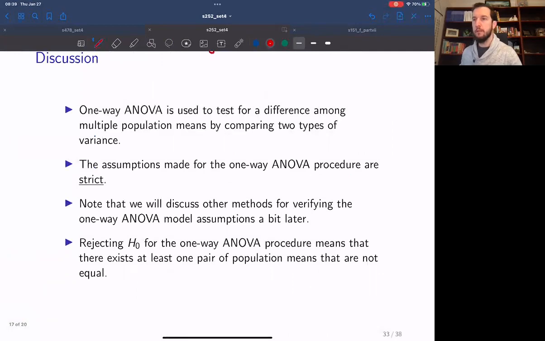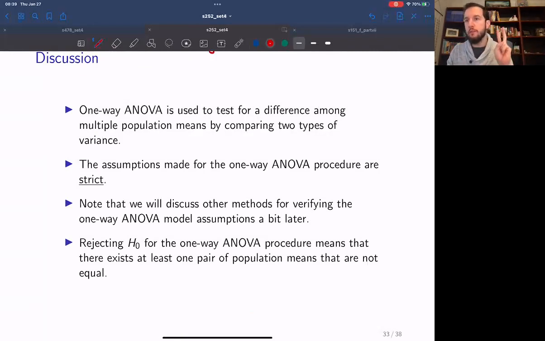Okay, so that brings us to the end of the lecture set number 4 on one-way ANOVA. So a couple of quick remarks. There's 4 assumptions that are associated with the ANOVA procedure. Again, we have that normality assumption, and then we have the constant variance assumption. At least in terms of constant variance, the assumptions are quite strict. So we are assuming that regardless of the number of different populations we have in the experiment, they all have the exact same variance. Okay.